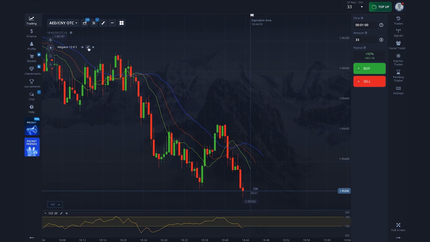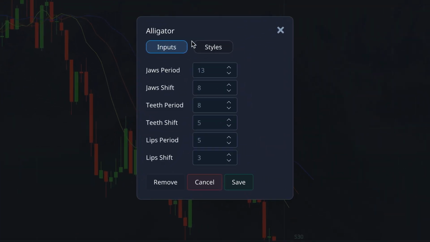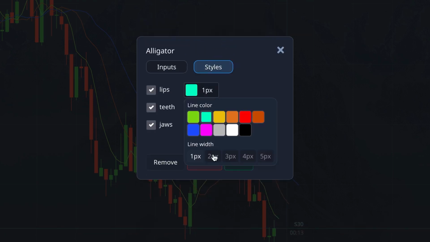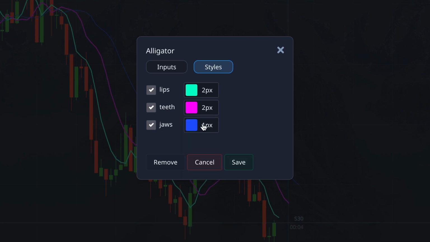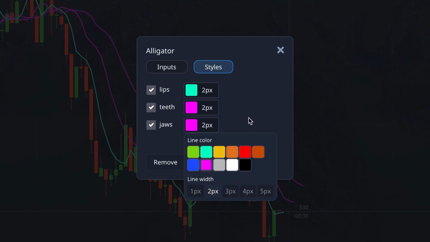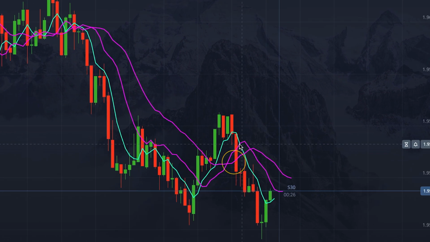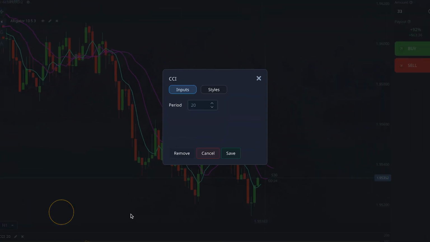Setting up Alligator. Jaws period is set to 10. Jaws shift 5. Teeth period 5. Teeth shift 3. Lips period 3. Lips shift 1. Switching to the style. We make the lips line turquoise in color with 2. We make the teeth and jaws lines pink with 2. Saving.